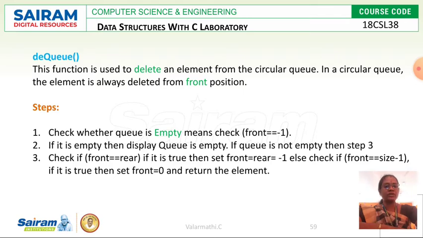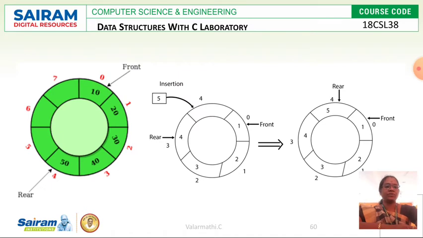What is the condition for checking the empty position? Front equal to minus 1. So front double equal to minus 1 means at that time the queue is empty. Okay, then if it is not empty, we can delete an element from the front position of the queue, right?